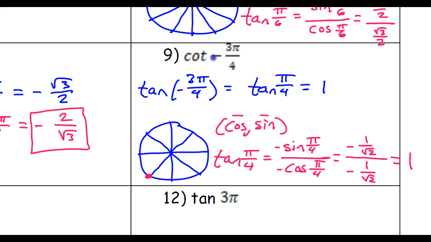Now, don't forget, we actually wanted the cotangent. But the cotangent is going to be the reciprocal of tangent. But the reciprocal of 1 is still 1. So the answer is going to be 1.